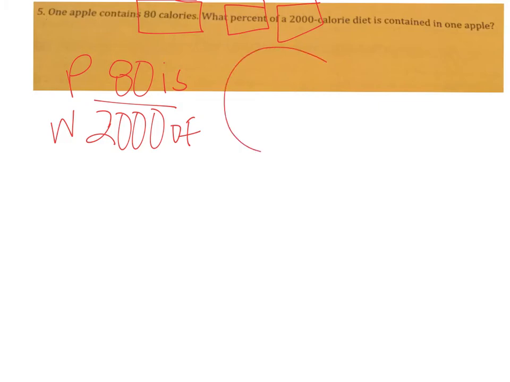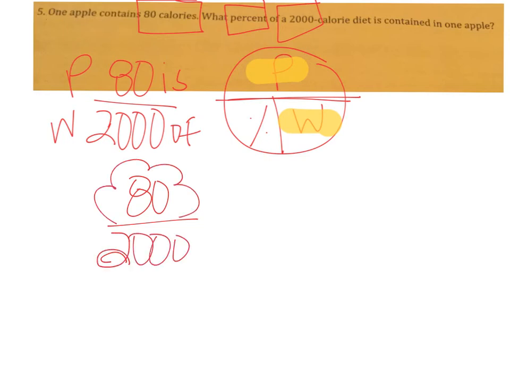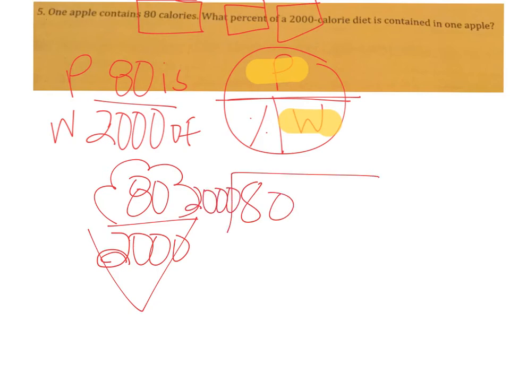So if we look at our Pokemon ball, part over whole and percent, we know that we have the part and the whole. So we are going to be dividing. So 80 divided by 2,000. So I'm going to use my ice cream cone to help me. So 80 divided by 2,000.